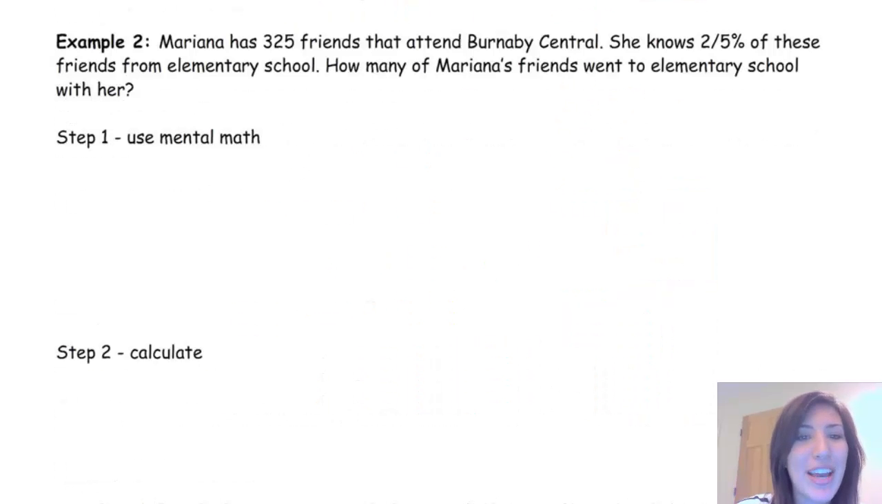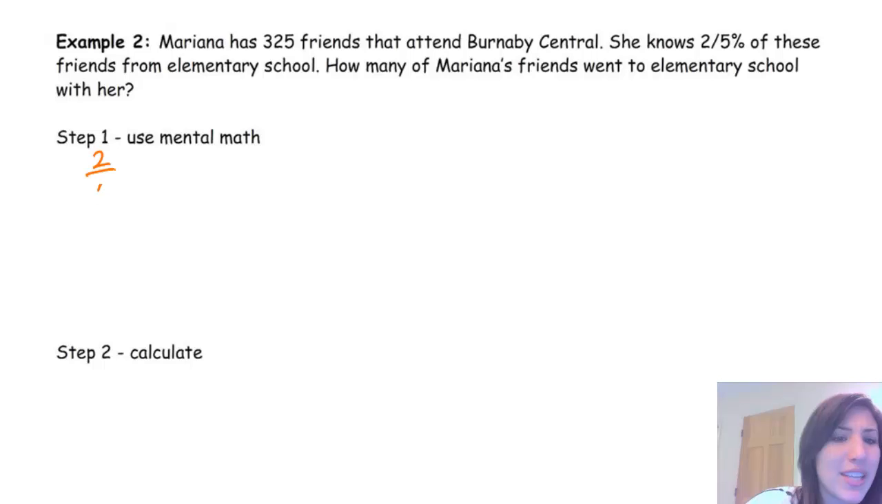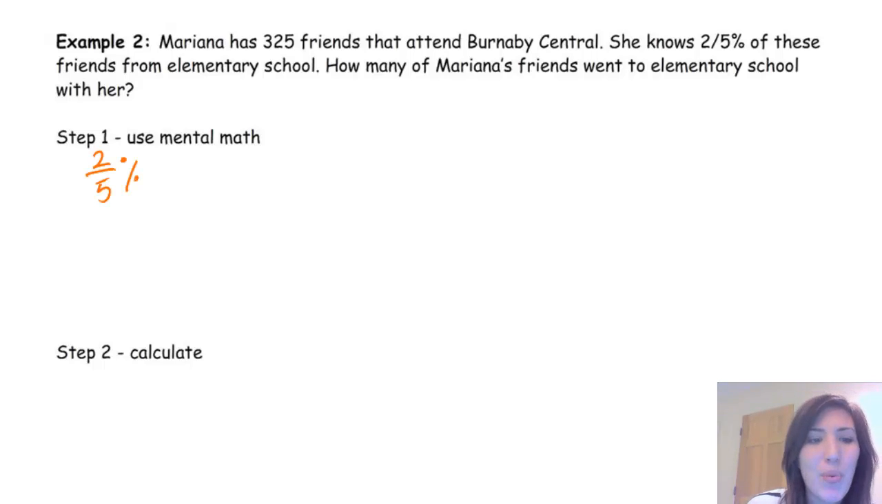Alright, example 2. Mariana has 325 friends that attend Burnaby Central. She knows 2/5% of these friends from her elementary school. So how many of Mariana's friends went to elementary school with her? Well, let's use some mental math and figure it out. 2 over 5%, I think that's the trickiest part of this question. What does that mean? Well, let's make this so it's over 10.